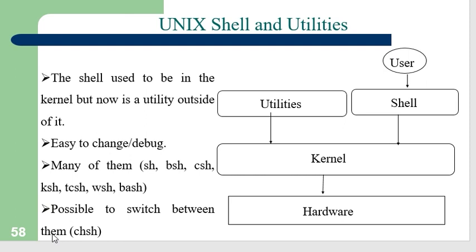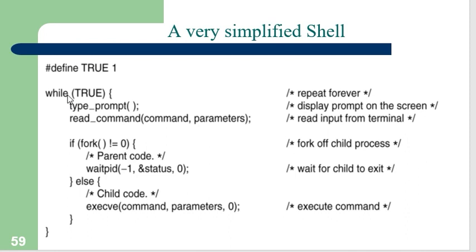The Unix shell and utilities. The shell used to be in the kernel, but now is a utility outside of it. Easy to change or debug. There are many of them: SH, PSH, CSH, TCSH, WSH, bash. It is possible to switch between them. And it is a very simplified shell, an example of which is given in this slide.